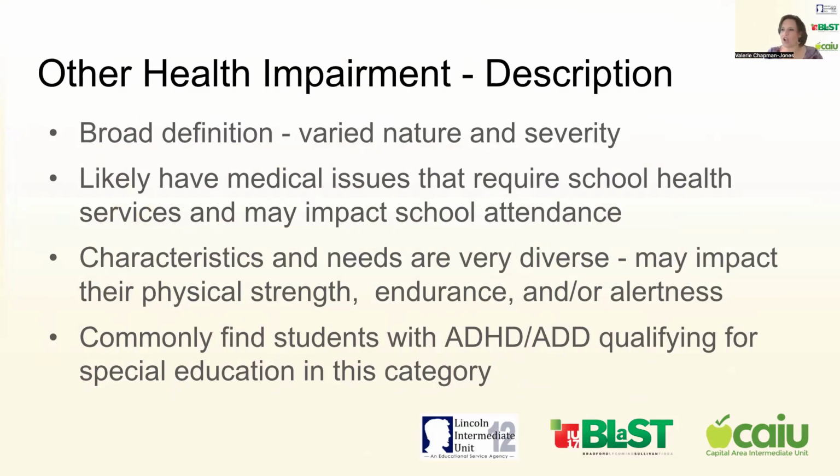It's really hard to talk about individual characteristics and what their needs are going to be because it's going to depend on so many issues. And three examples that are impacted could be physical strength, endurance, and alertness, but it just will depend on the reason they qualified as a student with another health impairment. One of the most common areas you'll see this are students who are diagnosed as ADHD or ADD. They often will qualify for special education under this category.